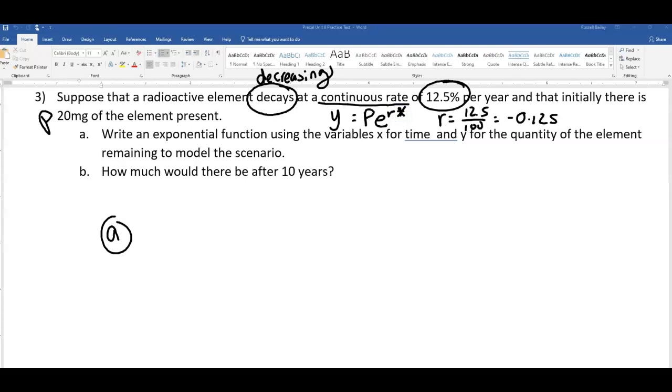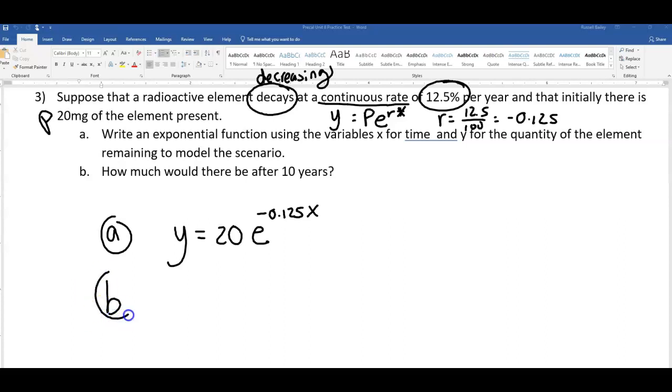Okay, here we go. So we have y equals the starting amount times e raised to the power of the rate, and there it is. So that's it. That's our continuous growth formula for this radioactive element that's decaying.